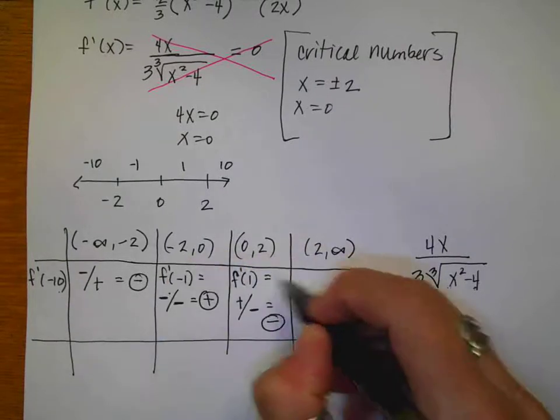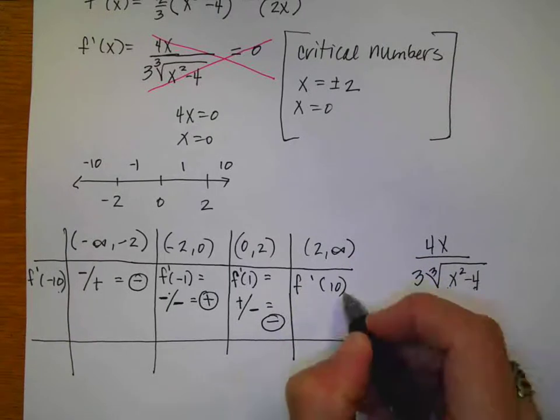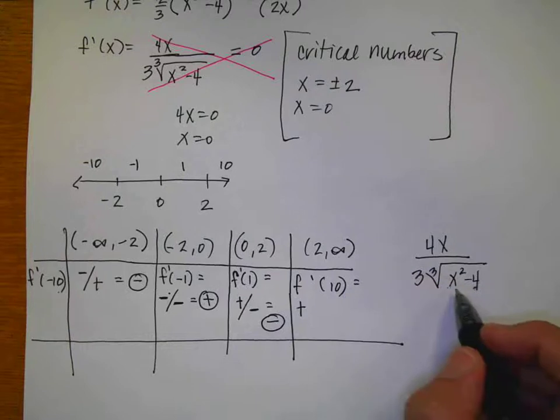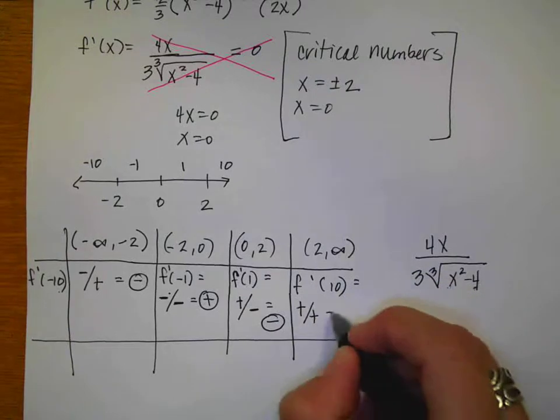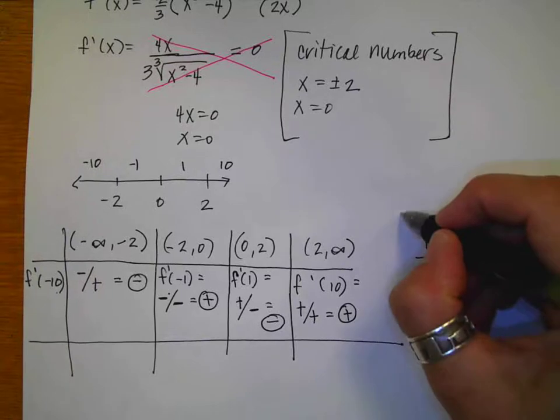And then I'm going to do, sorry, I'm evaluating f prime in here, f prime of 10. And if I put a 10 in the numerator, I get positive. And if I put a 10 in the denominator, I get positive. Net effect is positive. So now what I want to do is kind of critique my graph.